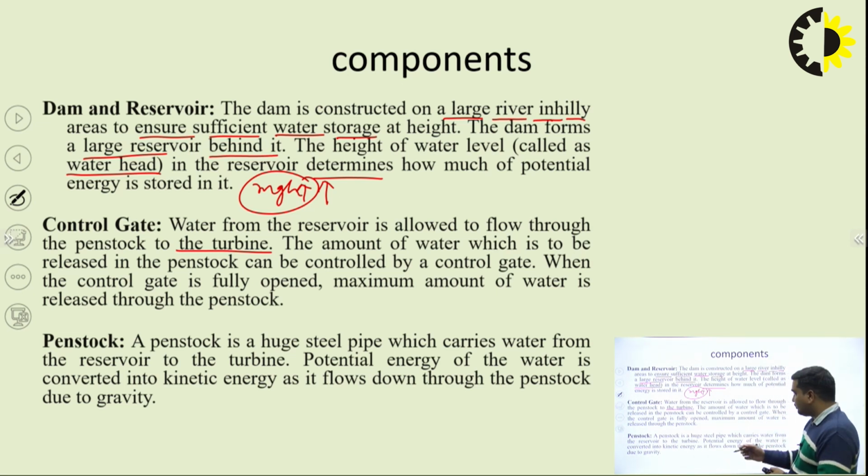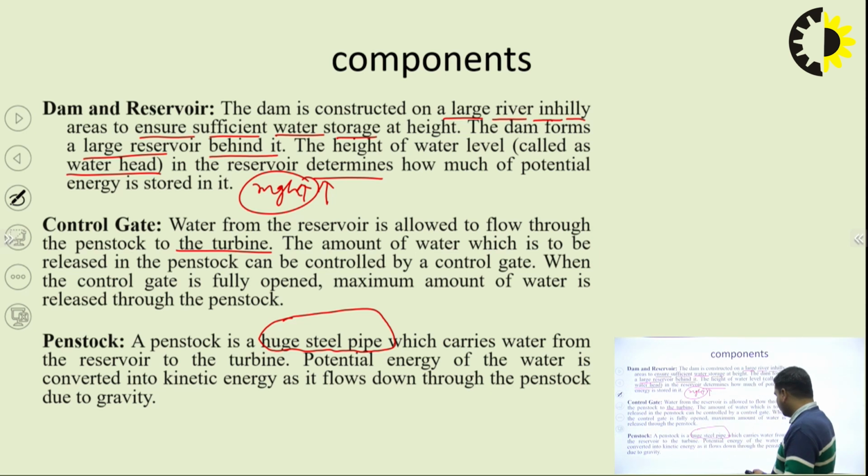And here it is the penstock. The penstock is a huge steel pipe which carries water from the reservoir to the turbine. With the help of the penstock, we can carry the water from the head to the turbine. The potential energy of the water is converted into kinetic energy as it flows down through the penstock due to gravity.